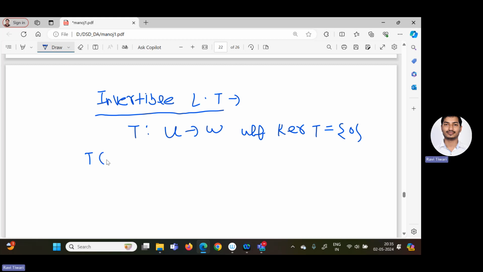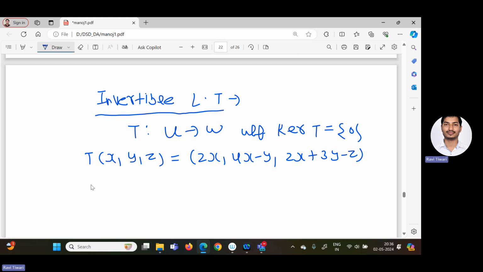Let us assume that this linear transformation is given, T of x, y, z. We also know that if a linear transformation is invertible, then we can calculate the inverse of the linear transformation also. So T of x, y, z is given as 2x as the first component, 4x minus y as the second component, and 2x plus 3y minus z as the third component.